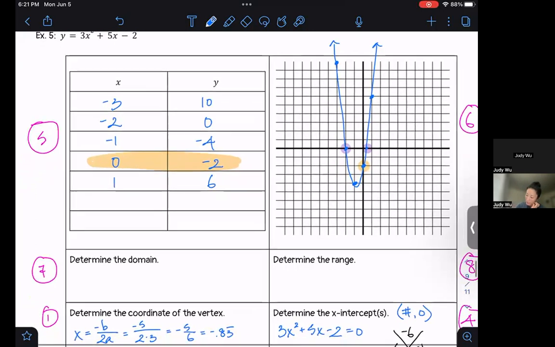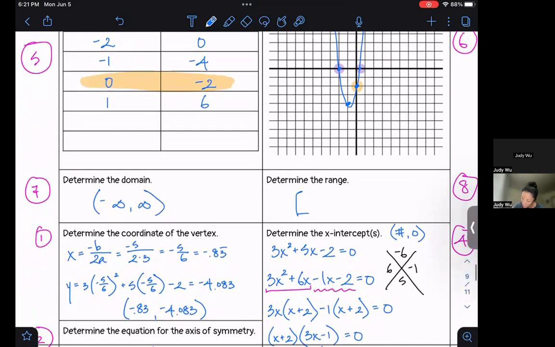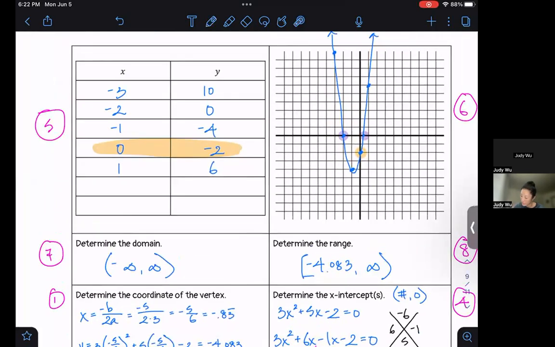All right, let's finish off with our domain and range. Domain, negative infinity to infinity. That's true for all quadratic functions. And the range, I start at the vertex. Where's that vertex? Negative 8.3 is the x, but I'm looking at the range, which means I want to see the y value. So my lowest point is negative 4.083, and I go all the way to infinity, right? So visually, I start here, and I keep going all the way up.